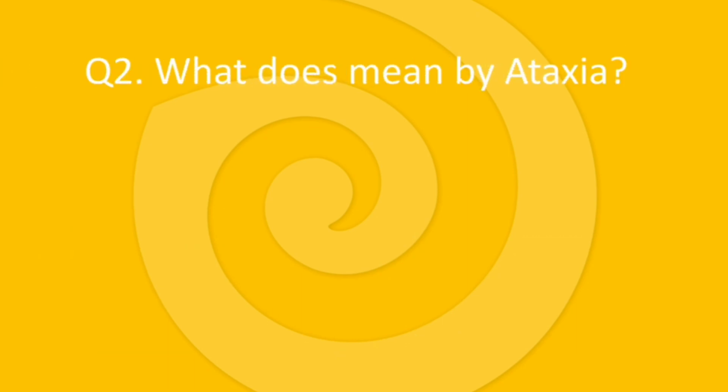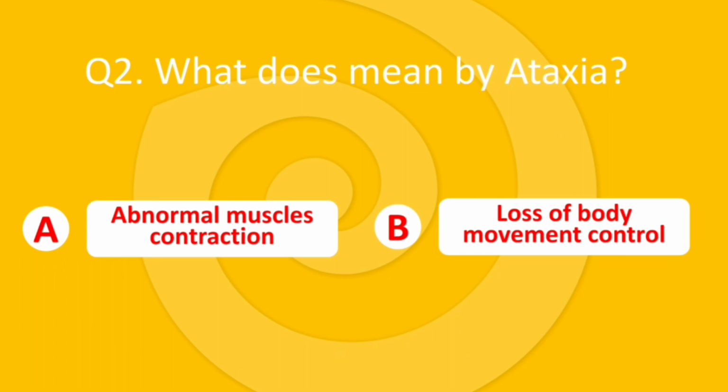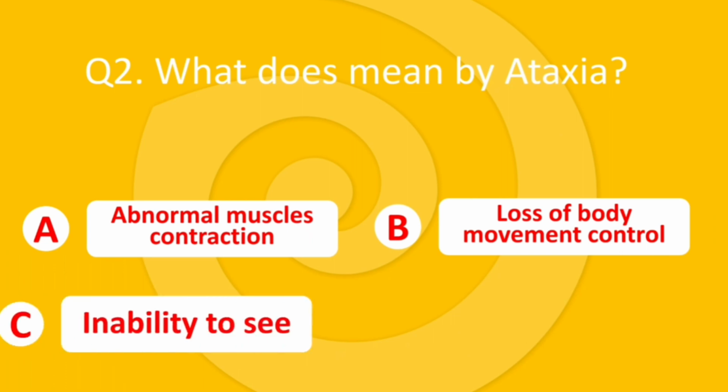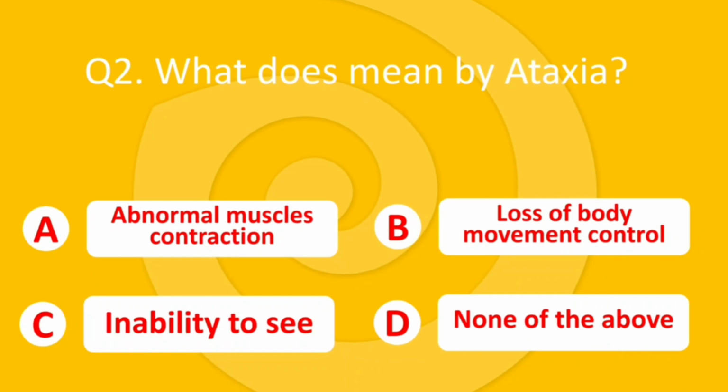Question number 2 is, what does mean by ataxia? Option A, abnormal muscles contraction. Option B, loss of body movement control. Option C, inability to see. Option D, none of the above. So, the right answer is loss of body movement control.